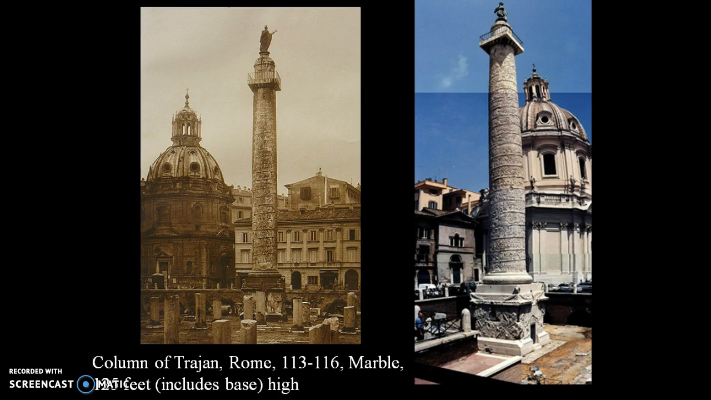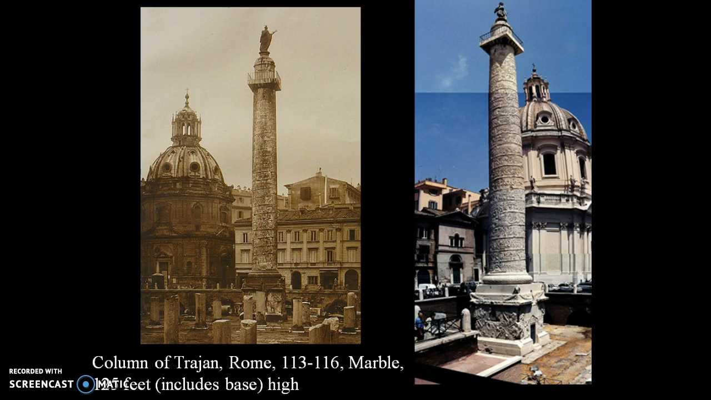Now originally, this statue up here would have been a statue of Trajan. But today it is a statue of St. Peter that was added during the early Renaissance. The column depicts imagery in bas relief, or low relief.